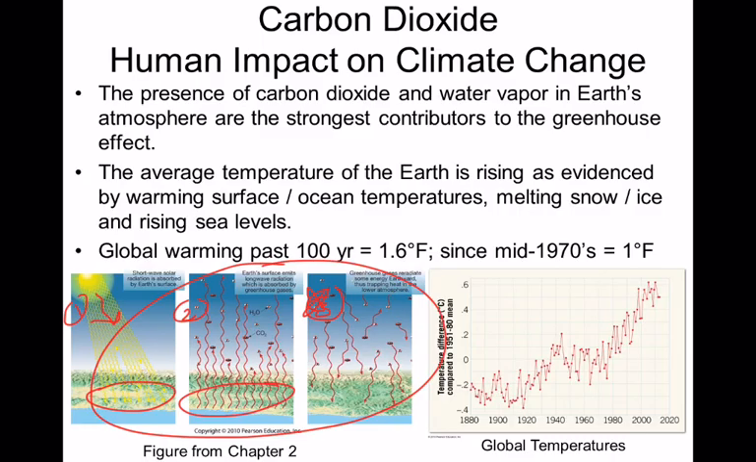We can see the melting of the cryosphere, okay? And we can see sea levels rising.